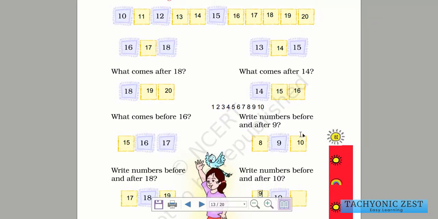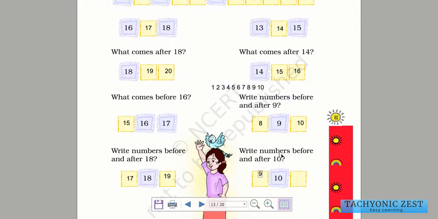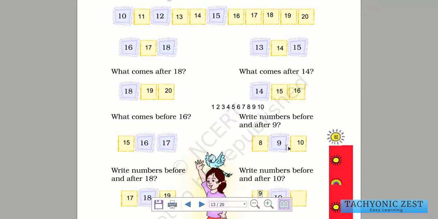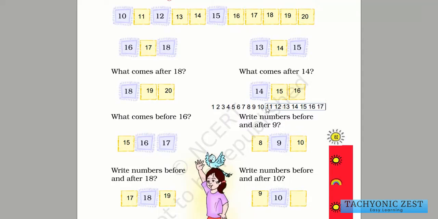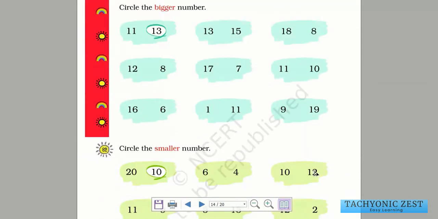Okay, and write the number after 10. So let us see what comes after 10. To write the number after 10, we will count from 10. So 10, then 11, 12, 13, 14, 15, 16, 17, 18, 19, 20. So what came after 10? You can see 11. So 11 came after 10. So we will write here 11. So 11 is the right answer.